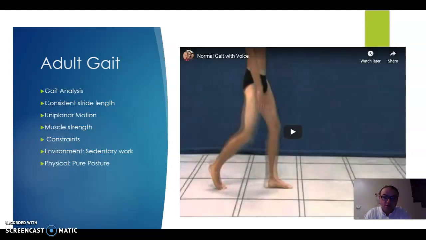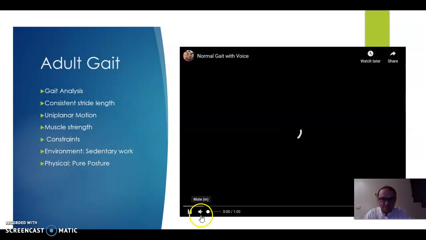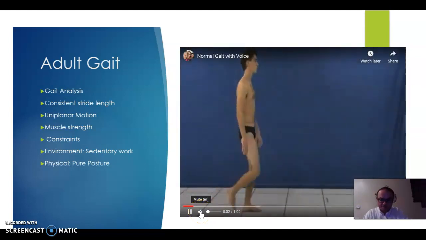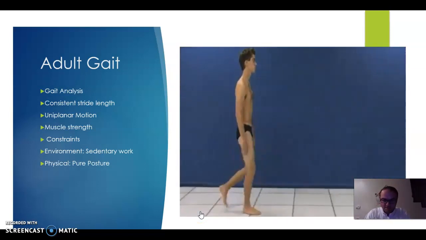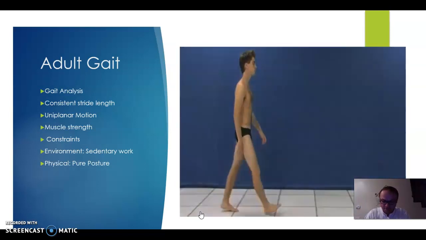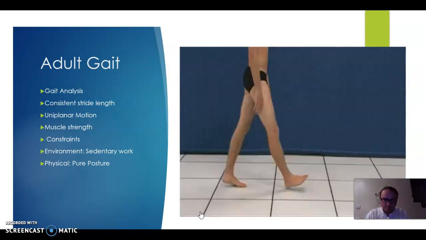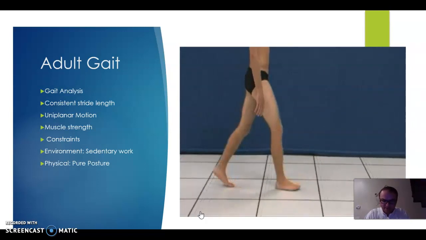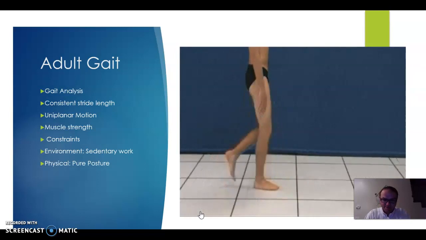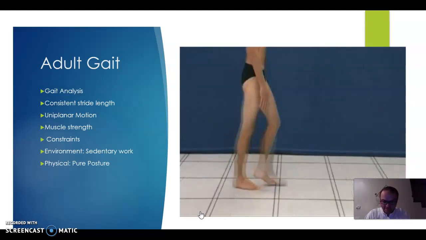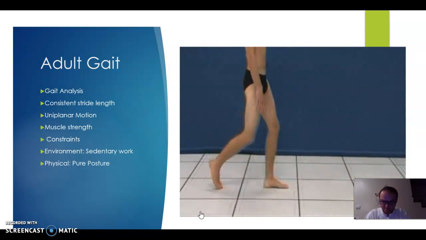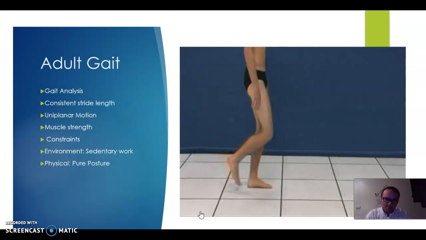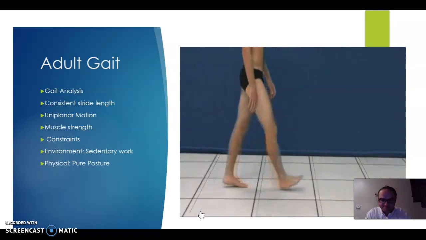So now we move on to adult gait. And in this video, it's much more consistent. There's a defined initial contact, loading response, mid stance, terminal stance, pre-swing, initial swing. Okay, so I'm ahead of myself. Initial contact, loading response, mid stance, terminal stance, pre-swing, initial swing, mid-swing, and terminal swing.